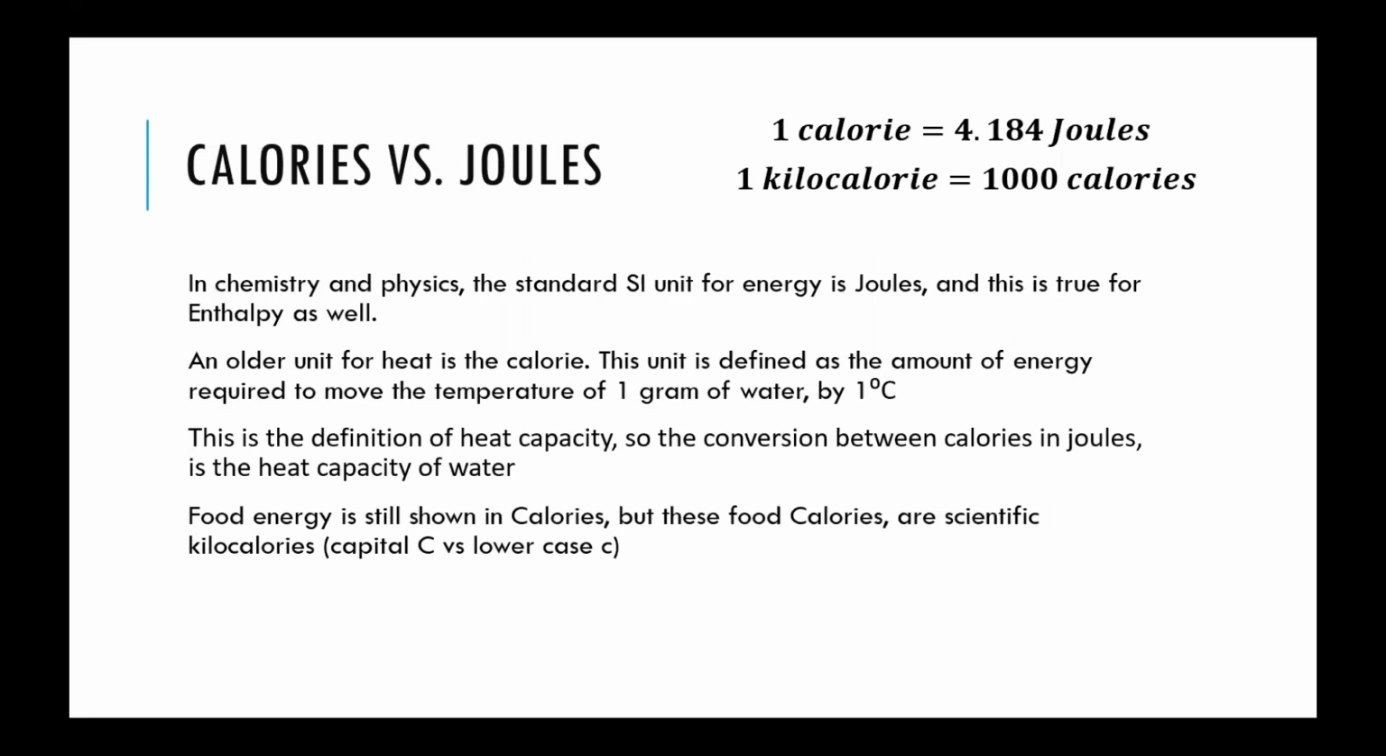In science and chemistry, the unit of energy is joules, but an older unit that can be seen and is used in specific circumstances is the calorie. The calorie is an old unit. It's defined as the amount of energy needed to raise 1 gram of water by 1 degree Celsius. So the definition of a calorie is exactly the heat capacity for water.